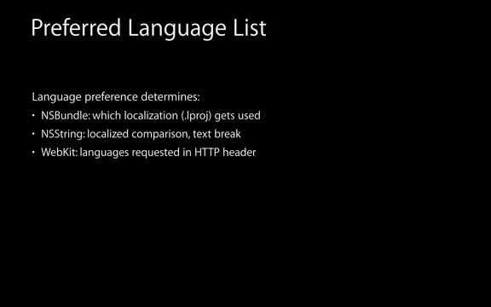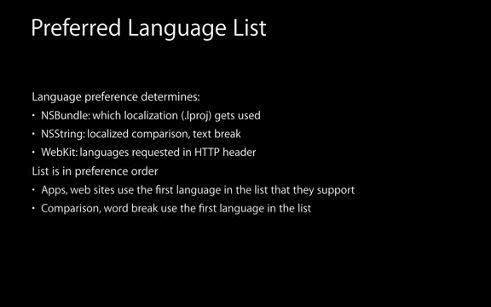It's also used by WebKit. Every time WebKit sends a request to a web server, it includes in the HTTP header a field called accept language, which is essentially the preferred language list. The web server looks at that information and uses it to decide which language to use for the page it sends back. The list is in preference order, from the user's most preferred language to the one they want to see last. Any languages that the user is not interested in don't appear in the list at all.